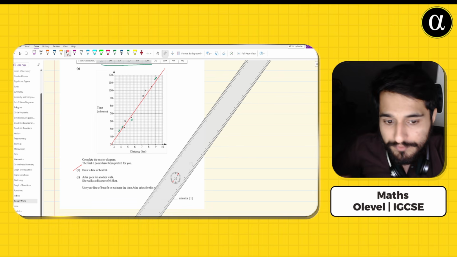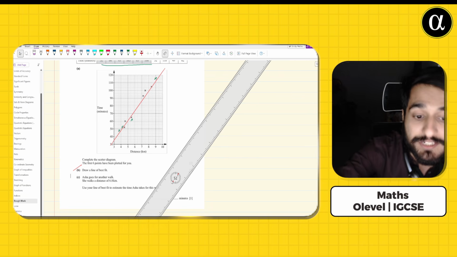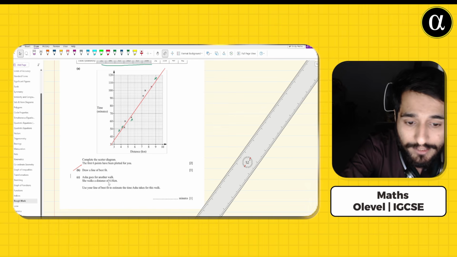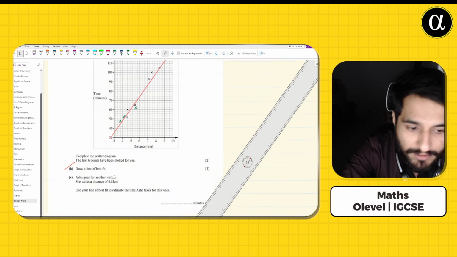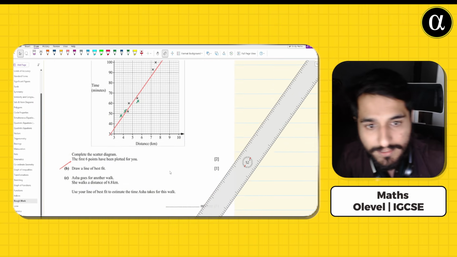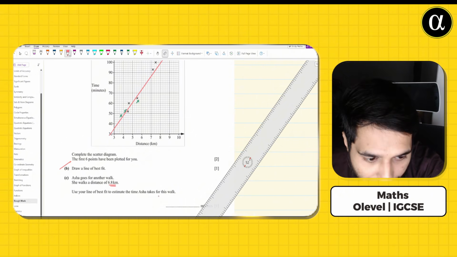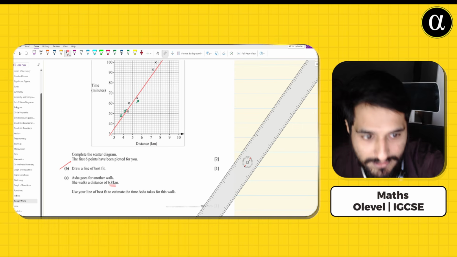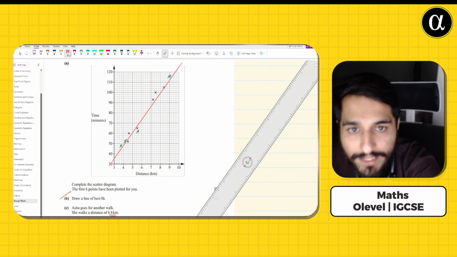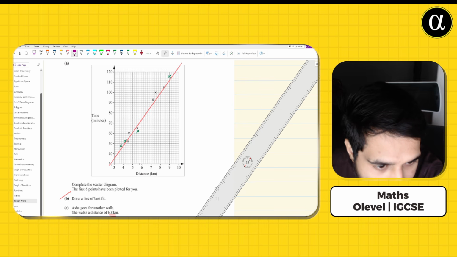It says Asha goes for another walk. She walks a distance of 6.8 kilometers. Use a line of best fit to estimate the time Asha takes for this walk. So the data that we have is in kilometers, which is 6.8, and we're supposed to find the time in minutes. Now, if we have a look, we have 6.8 somewhere at this place right here.